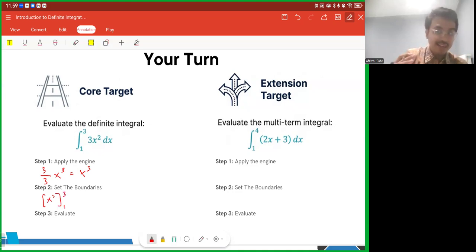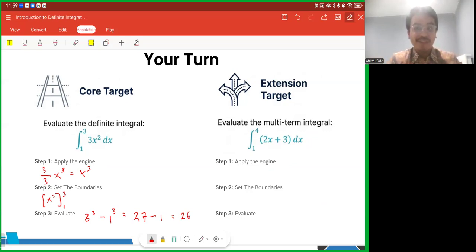And now the last step, we evaluate this. Okay, we set the upper bound first. So this is 3 to the power of 3, cubed, minus 1 cubed. So we have 27 substituted by 1. So the answer is 26. Easy? All right. Now, for the extension target, because of the time, I'm going to send you the solution and you're going to verify it by yourself.